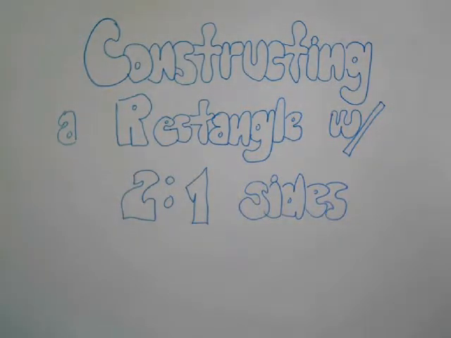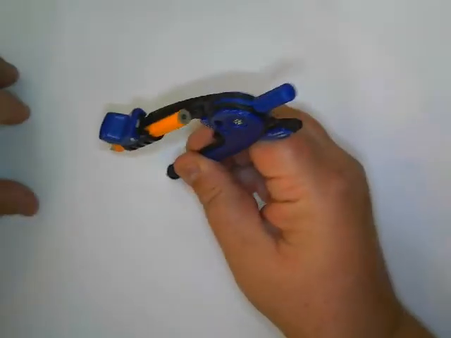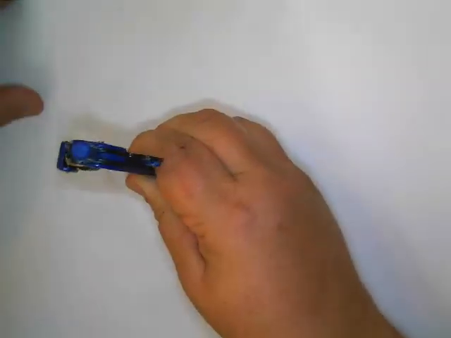I'd like to show you another construction that I think is kind of clever that one of my students came up with for constructing a rectangle with side ratio 2:1. So the students started out by constructing a square inscribed in a circle. So let's make that first.